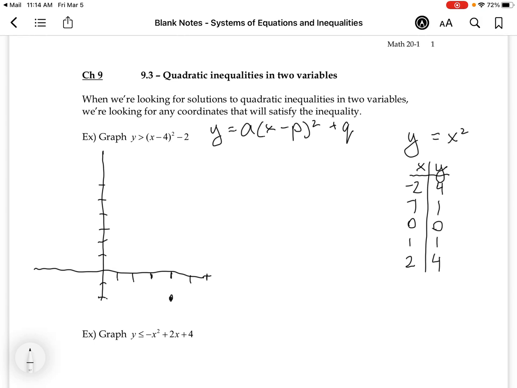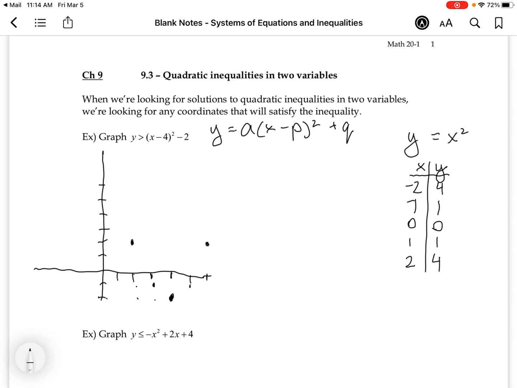Okay, so starting from this point over here, I'm going to plot the point negative 2, 4. So I've got to go 2 to the left and up 1, 2, 3, 4. So there's my point. Okay, and I'm going to go 1 to the left and 1 up. There's the point negative 1, 1. And then here's 0, 0. 1 to the right, 1 up, and 2 to the right, and 4 up.